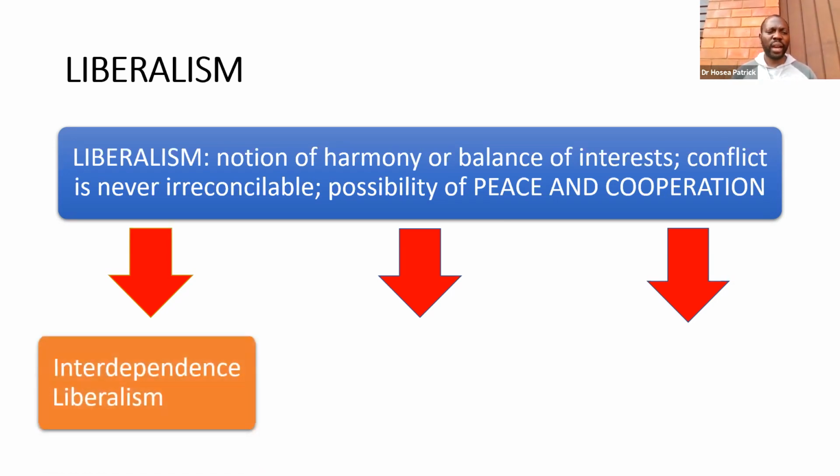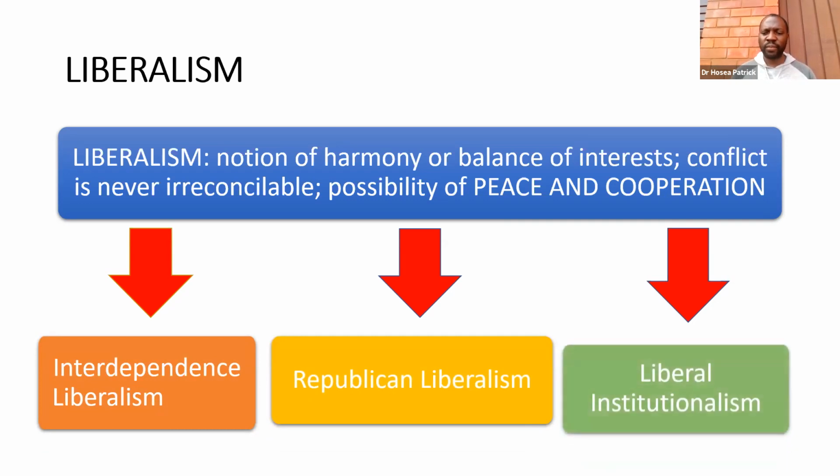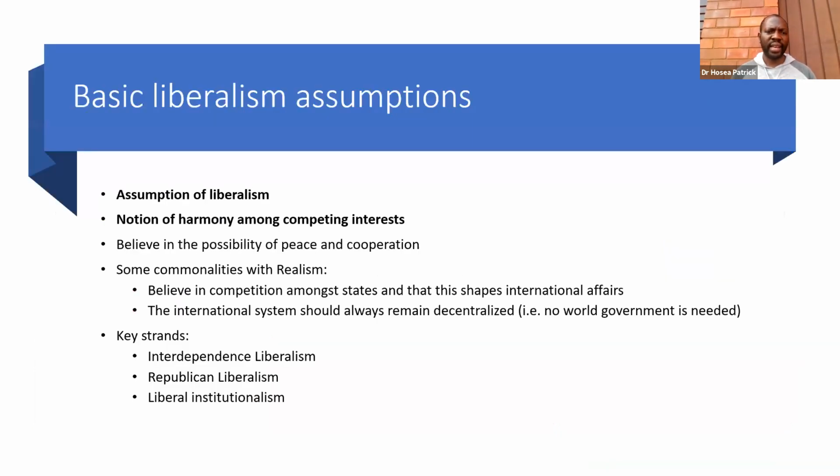So in liberalism, we have what we refer to as interdependence liberalism. Basically, we have three types of liberalism: interdependence liberalism, Republican liberalism, and liberal institutionalism. These are the three with which you should be familiar. So let's pick up on these three and see where it takes us.